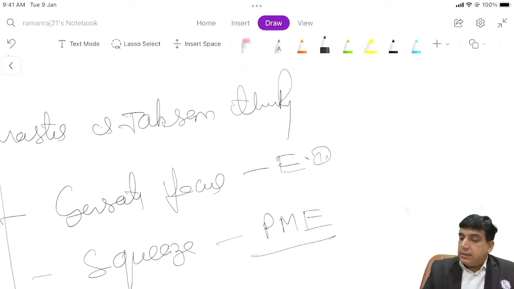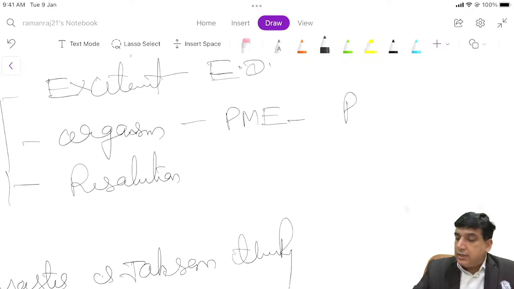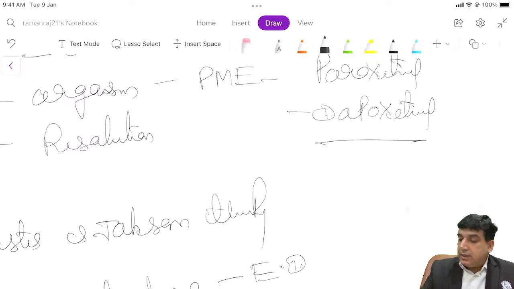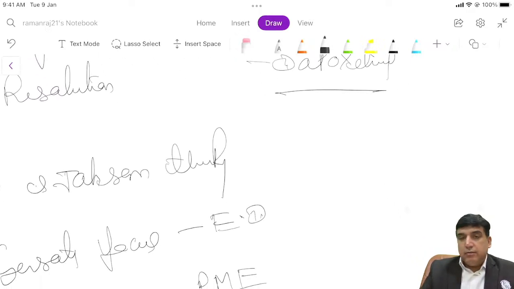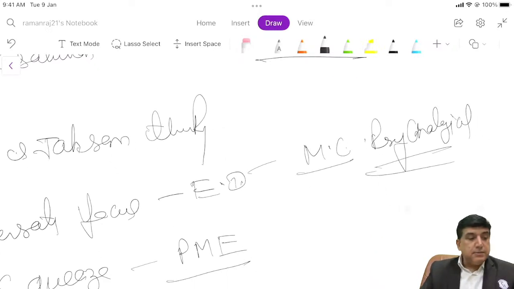In premature ejaculation we also use drugs like paroxetine, using its side effect. We also use dapoxetine. In erectile dysfunction, the most common cause is what? Psychogenic or psychological. The most common cause of erectile dysfunction is psychogenic.